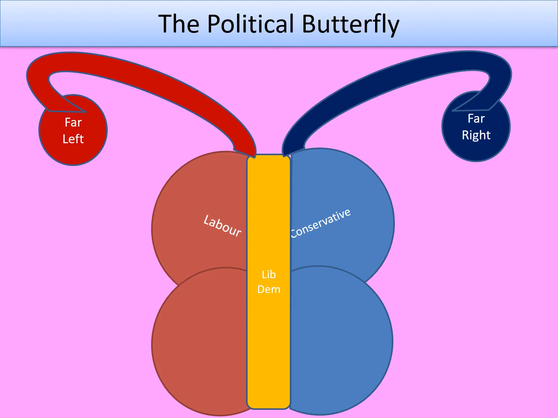That's very, very basic politics, but you will notice on my political butterfly, they've got the antennae coming out of the butterfly.